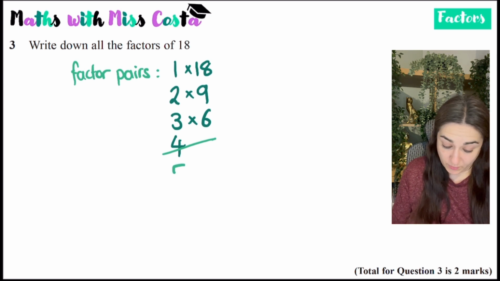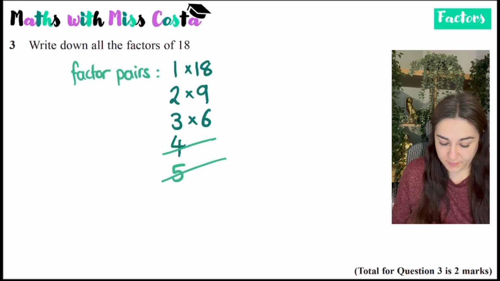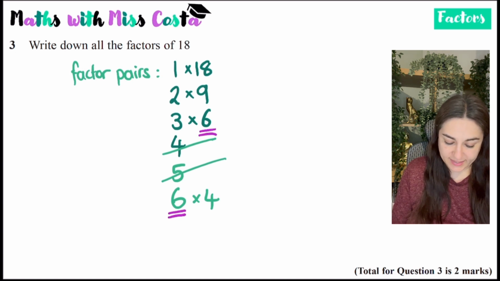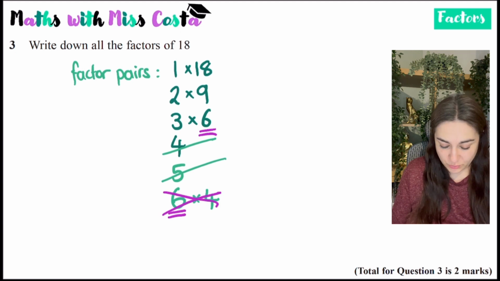Then we try 5, but 5 doesn't go into 18. Then we try 6. And well, 6 times 3 gives you 18, but what you might realise is that you've got 6 on this side. As soon as you've got a number on this side that's the same as on the right side, you know you've reached all of the factors.